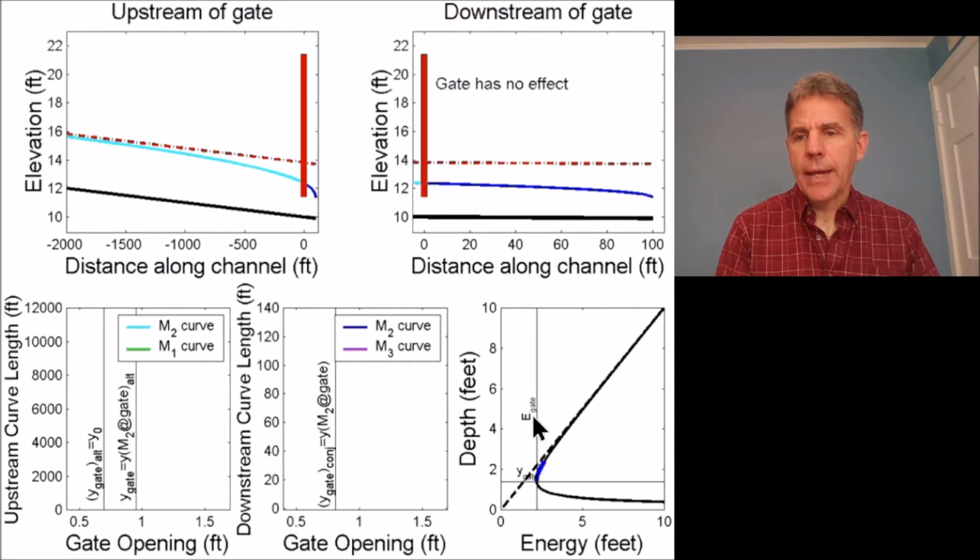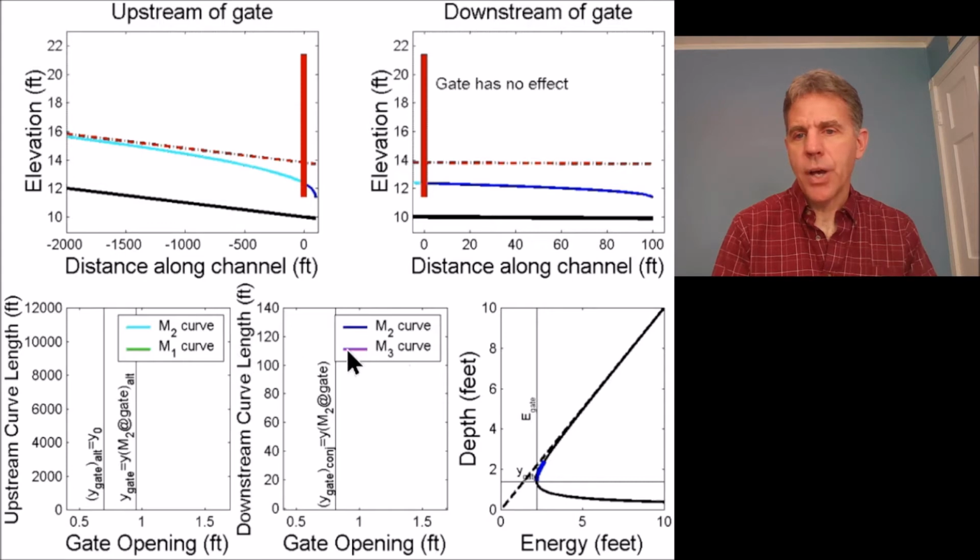In the lower curves, we have an EY or energy depth diagram, energy on the horizontal, depth on the vertical, and the vertical line is the energy that's associated with the gate opening at this time. Over the course of the animation, this vertical line will translate to the right. At the same time, the horizontal line is the gate opening itself, and you'll see over the course of the animation it's going to lower to depths approaching half a foot, even less than half a foot.